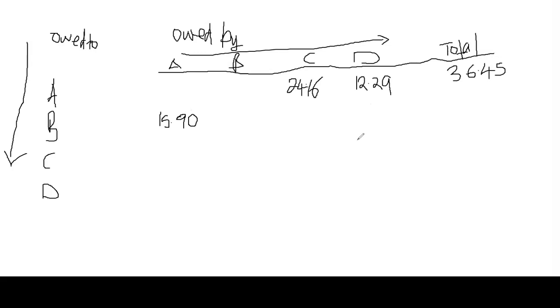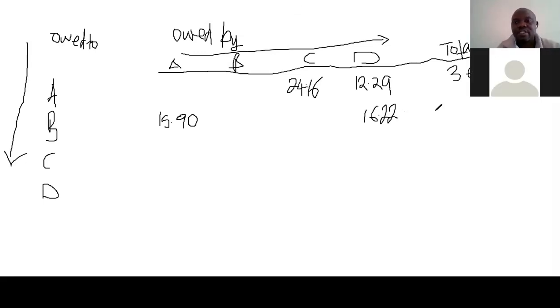And B is also owed by D. How much? 16.22. How much is the total? 32.12.